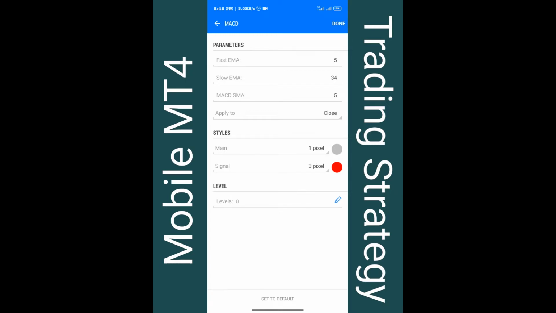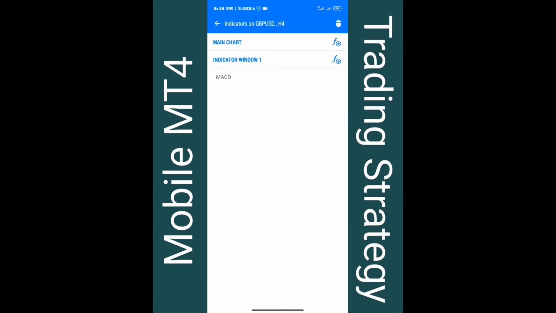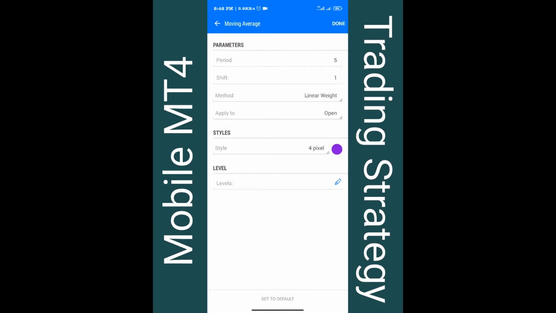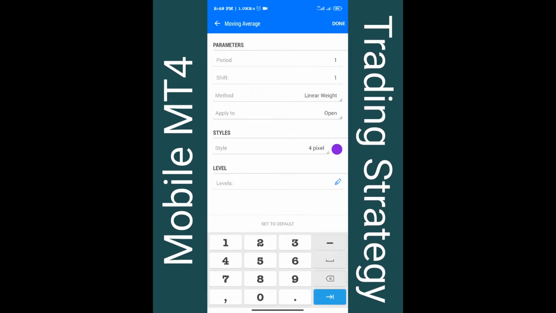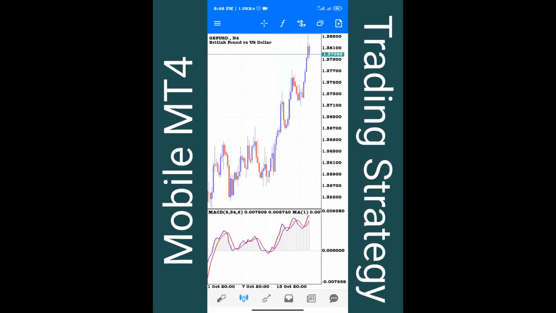Okay, so done, and then we'll add the second line of the MACD. That will be 1, shift will be 0, simple moving average applied to previous indicator data. Okay, this is the second line of our MACD.